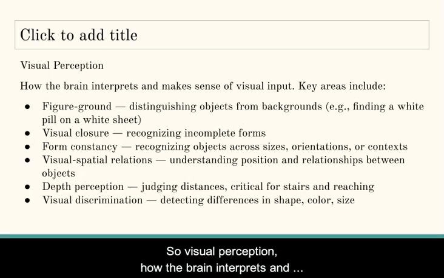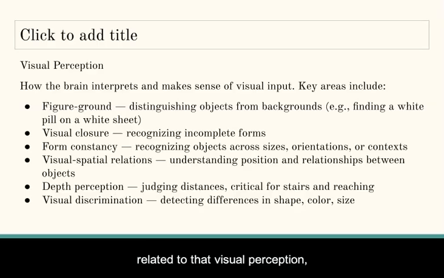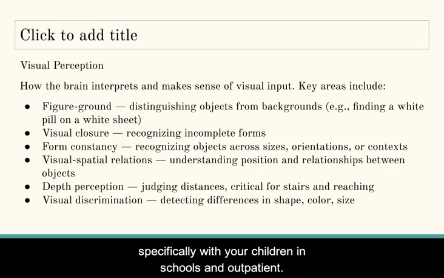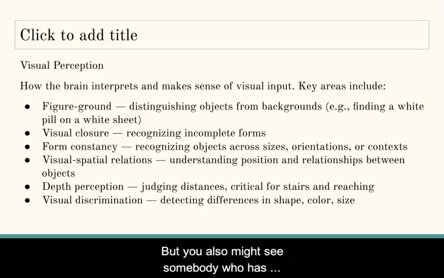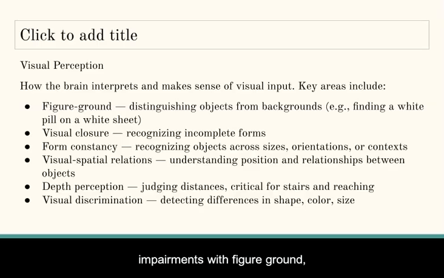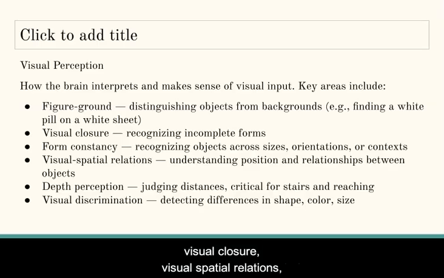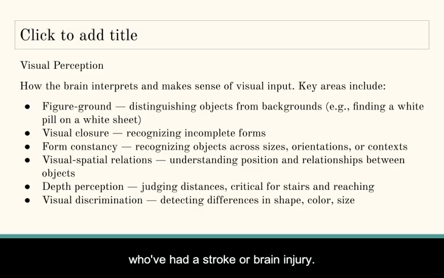So visual perception, how the brain interprets and makes sense of visual input. These terms are often really related to that visual perception, specifically with your children in schools and outpatient, so how that brain is interpreting visual information. But you also might see somebody who has impairments with figure ground, visual closure, visual spatial relations, who've had a stroke or a brain injury.